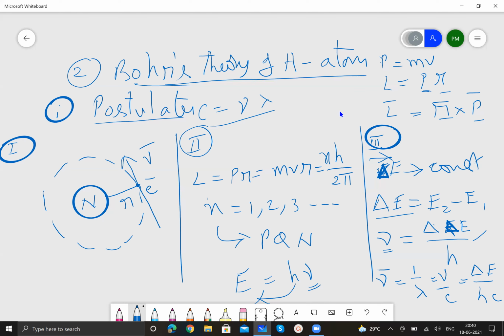These are the postulates. Please note them fast. Very important. First postulate, every electron, e with a negative charge, revolves around the nucleus in the discrete quantized orbits with well-defined energy, because conceptual questions will come, so you must be thorough with these statements. With well-defined energy and are called the stationary orbits. Underline.